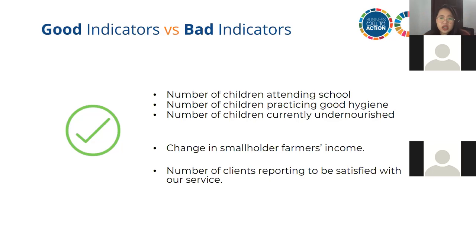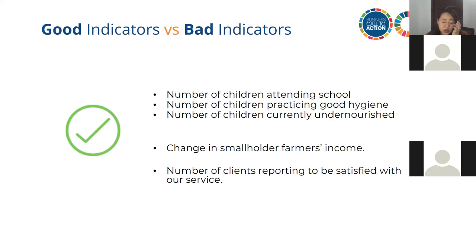Iba yung number of children attending school. Iba yung number of children practicing good hygiene. And iba rin yung number of children currently undernourished. Okay? So you cannot put that into just one indicator. It has to be separate and specific.